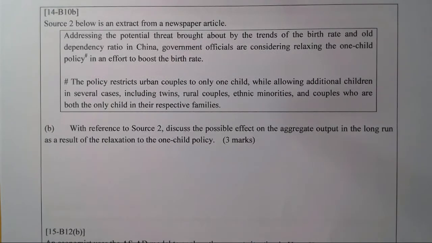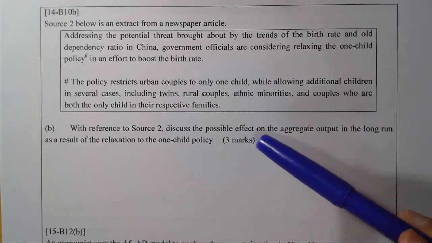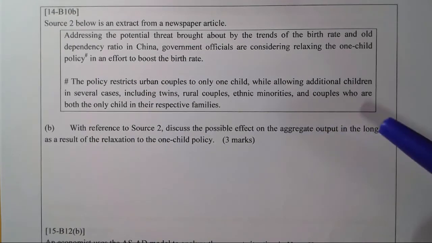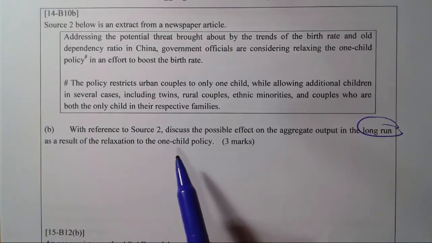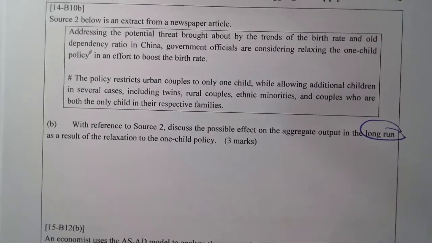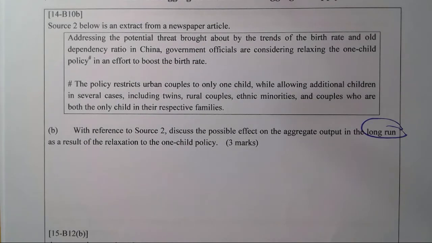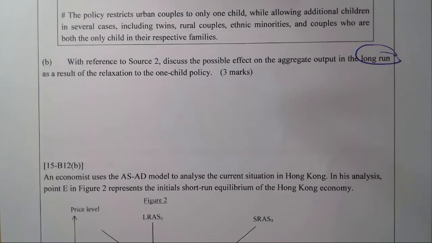Now, next one, extract. Now we need to discuss the possible effect on output level in the long run as a result of relaxation of the one-child policy. Now this is a very old policy, right? China used to limit people giving birth to no more than one child. Obviously this is no longer true, right? So relaxation of the one-child policy, how would it affect the long run?